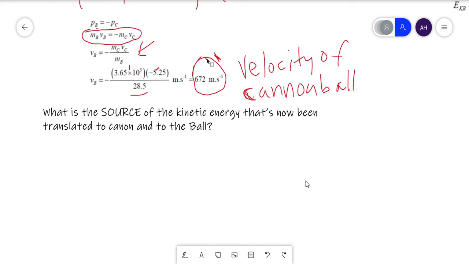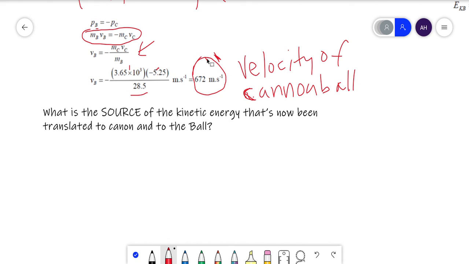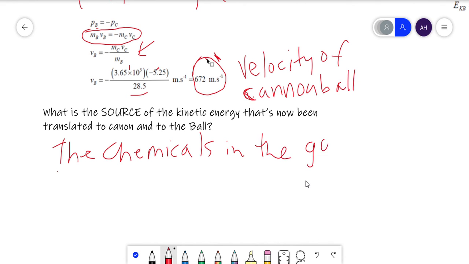Well, explosions are exactly the same, but what's the difference? Well, the difference is this. In terms of an explosion with a cannon, the source of the kinetic energy is actually the chemicals in the gunpowder. So we've got sulfur and ammonium nitrate and a bunch of other chemicals that have got bonds between them, and they happen to be chemicals that when you break the bonds, you combust them, they release a hell of a lot of, well, chemical potential energy.